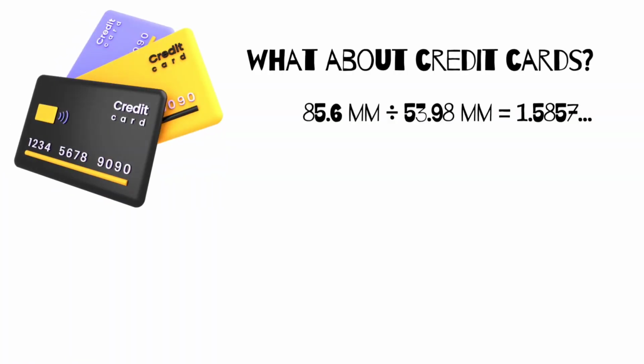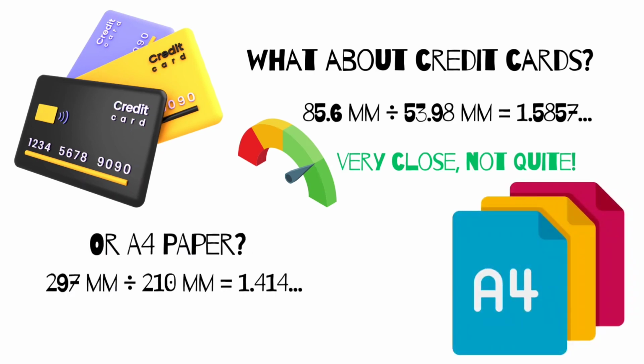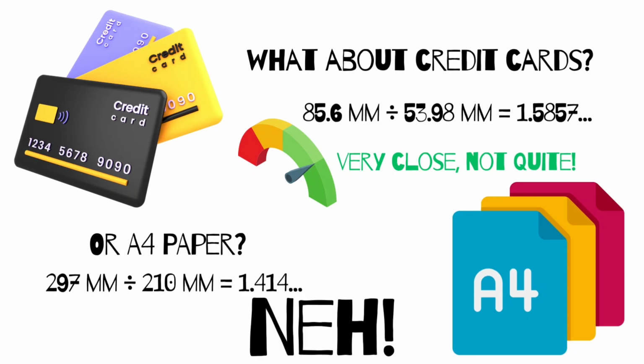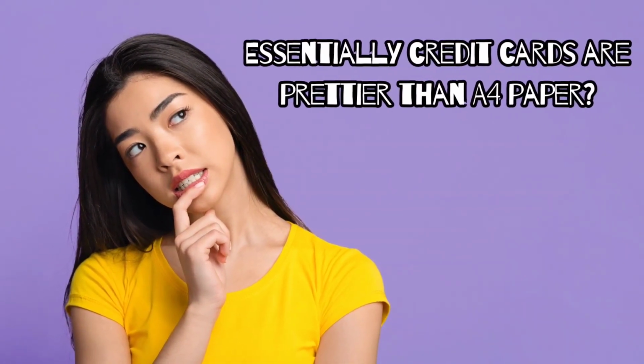If we do the division, we get 1.58. It's very close, but it's not quite there. Or A4 paper. The division is 1.414. Nah, also not quite there. So does this mean, essentially, credit cards are prettier than A4 paper?